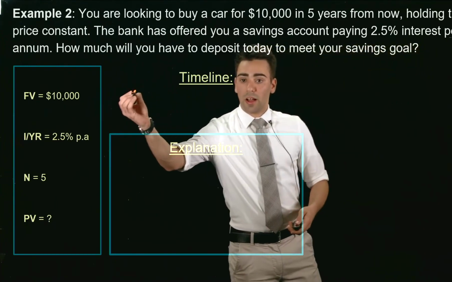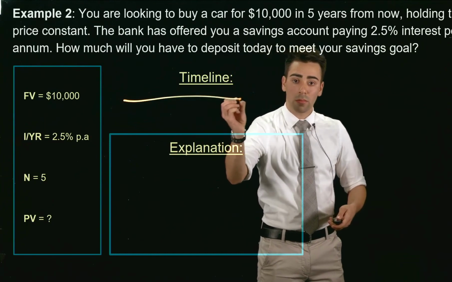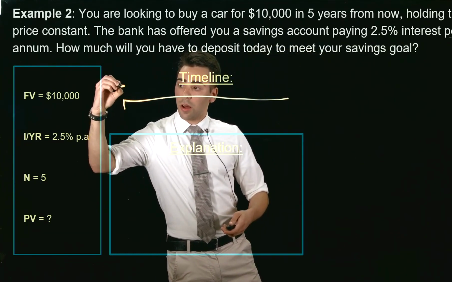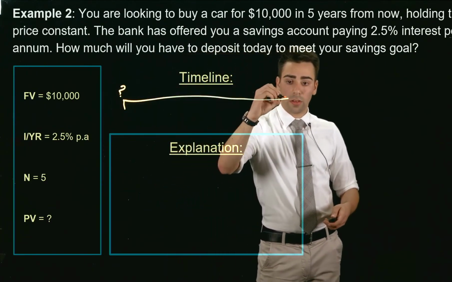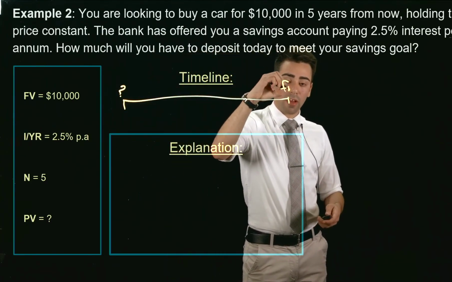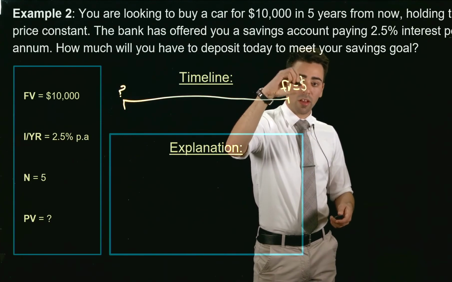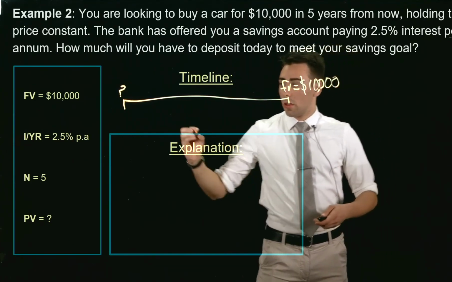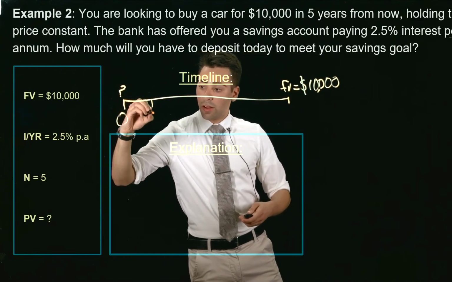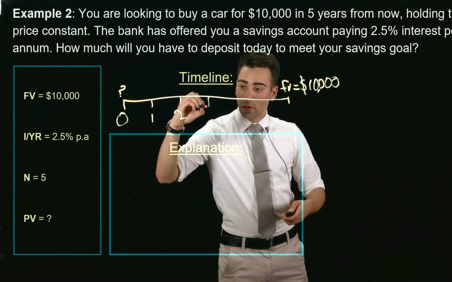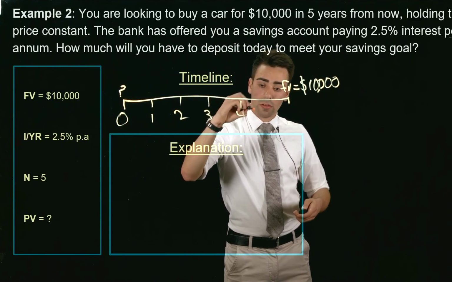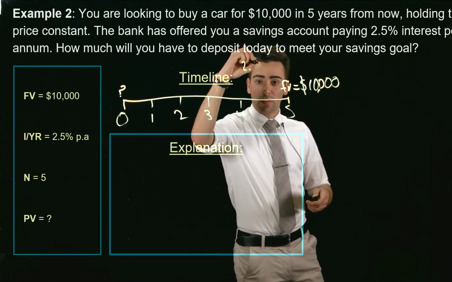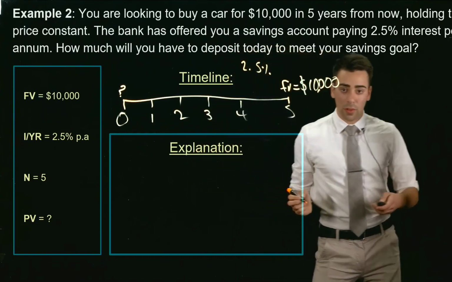Again, we're going to populate our timeline. We don't know our present value at this point. We know our future value equals $10,000. We have our time periods, which go 0 to 5. And we know our interest rate, which is 2.5% per annum.